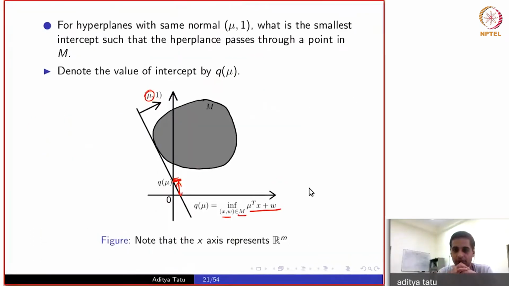Definition of q mu clear? In this picture, I'm not allowing you to change the hyperplane normal. That's fixed to the vector mu1. But I give you the freedom to slide the hyperplane as much as you want. The only condition is that the hyperplane should intersect with at least one point in this set M. Then why should you slide this plane? Because you would want to minimize this intercept value.